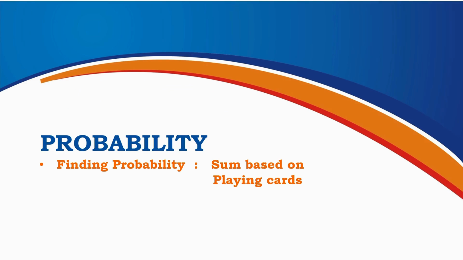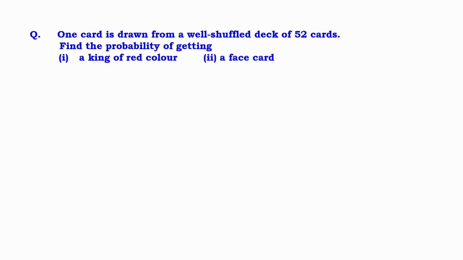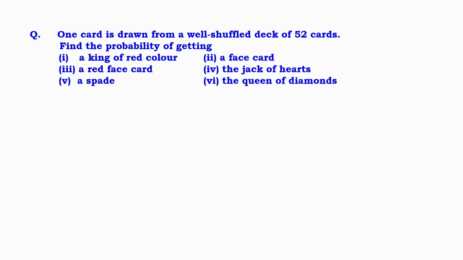Now we will discuss the topic, finding the probability of events based on playing cards. One card is drawn from a well shuffled deck of 52 cards. So here they have considered 52 cards. Find the probability of getting a king of red color, a face card, a red face card, and finally the jack of hearts, a spade, and the queen of diamonds.